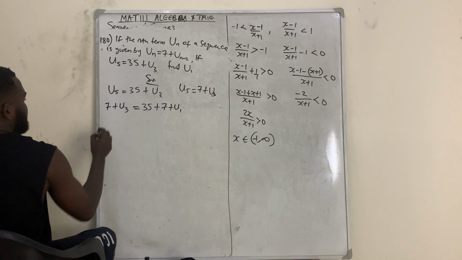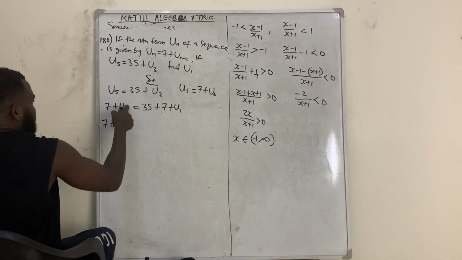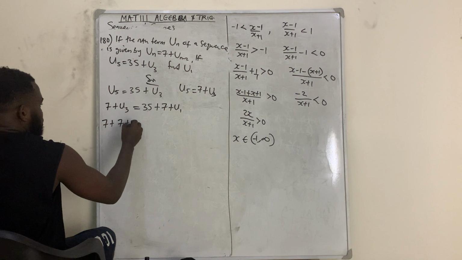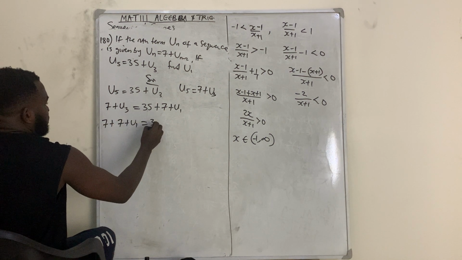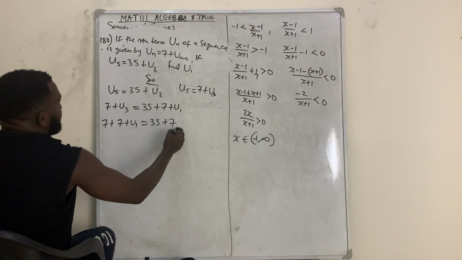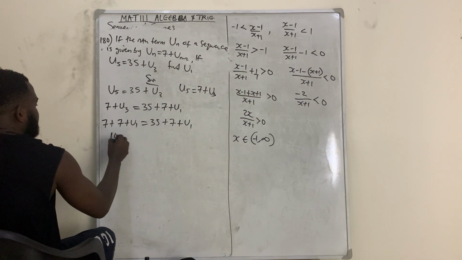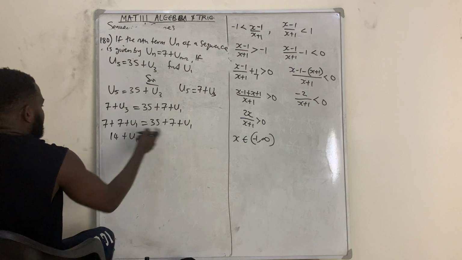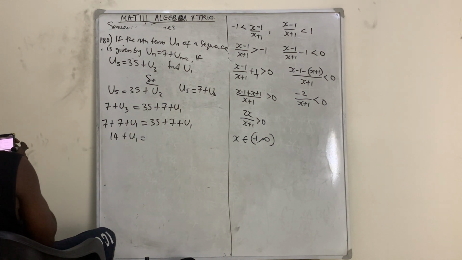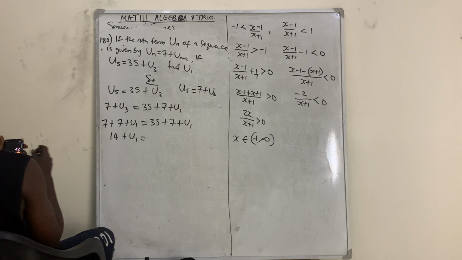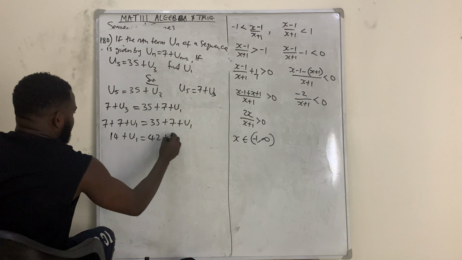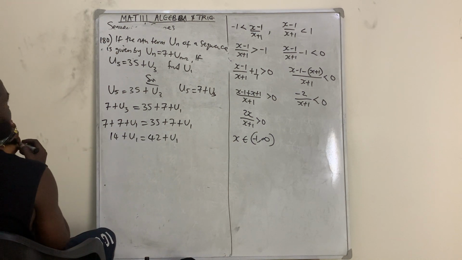All right, so 7 plus u3 is the same thing as 7 plus u1, is equal to 35 plus 7 plus u1. Now collect like terms. 7 plus 7 is 14 plus u1 is equal to 35 plus 7, which gives 42 plus u1. There is an error somewhere.